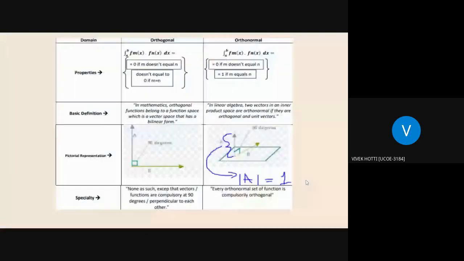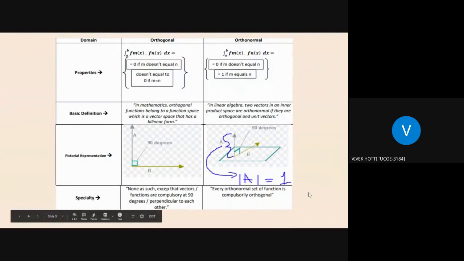Now, moving on, let us understand the difference between orthogonal and orthonormal functions. fm(x) and fn(x) are said to be orthogonal only when they satisfy the condition that the integral from a to b of fm(x) multiplied by fn(x) dx equals 0 if m does not equal n, or doesn't equal 0 if m equals n. Whereas, as we saw in the case of orthonormal functions, fm(x) and fn(x) are said to be orthonormal only if the integration of the product of both these functions over the interval [a, b] is equal to 0 when m doesn't equal n, or equal to 1 when m equals n.